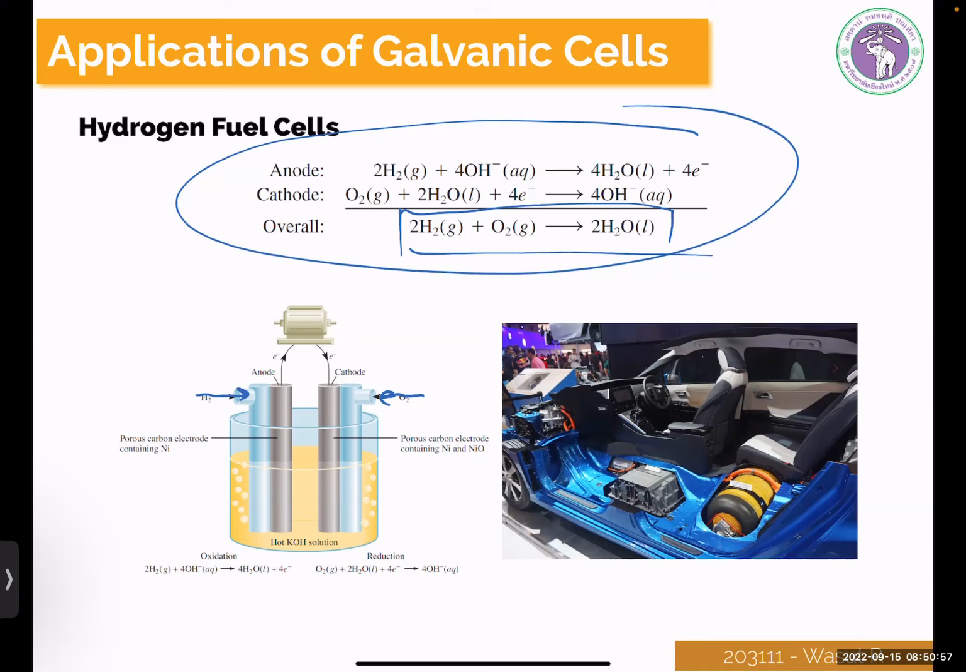So those are the types of galvanic cells. These applications are mostly used for something that gives you electrical power to do work.